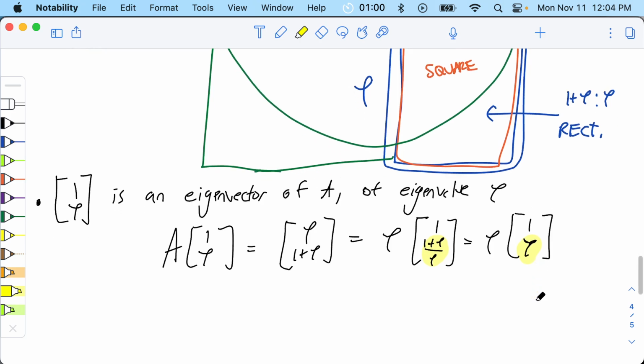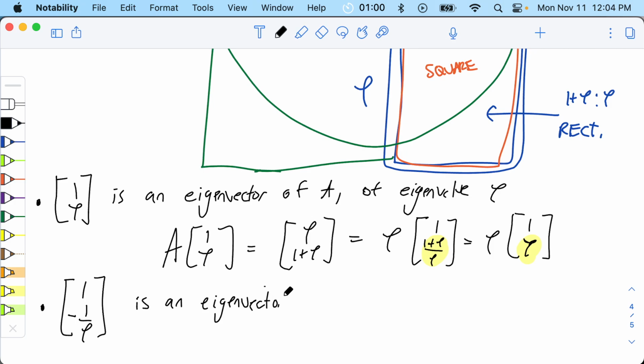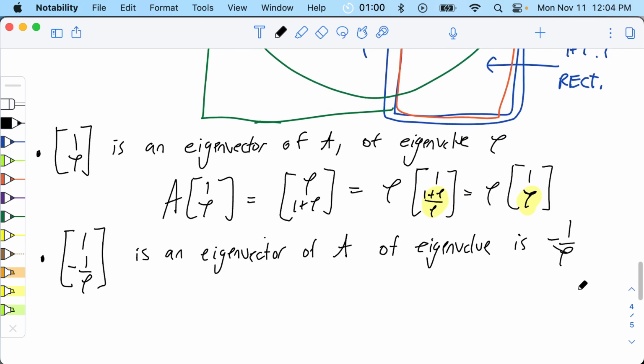There's another eigenvector, which is this, (1, negative 1 over phi). And this satisfies the same thing. It's an eigenvector of A. And its eigenvalue is negative 1 over phi. And the reason is negative 1 over phi is the other root of this equation.